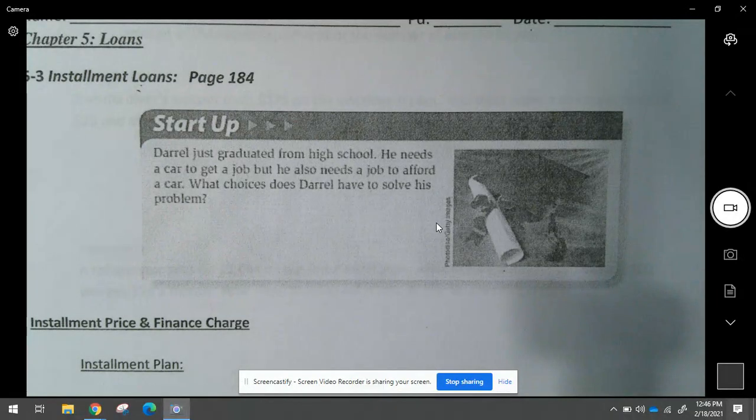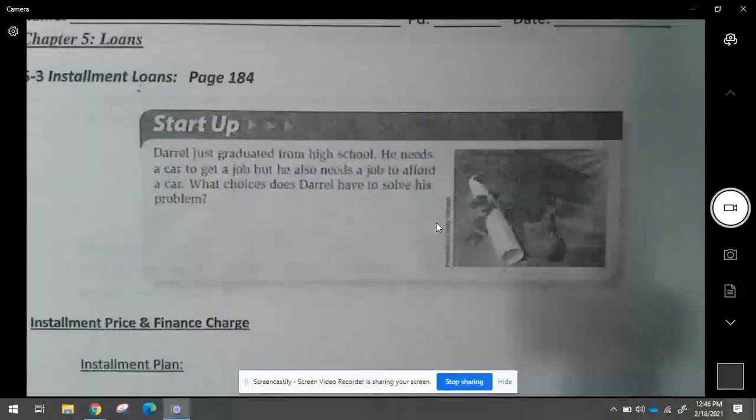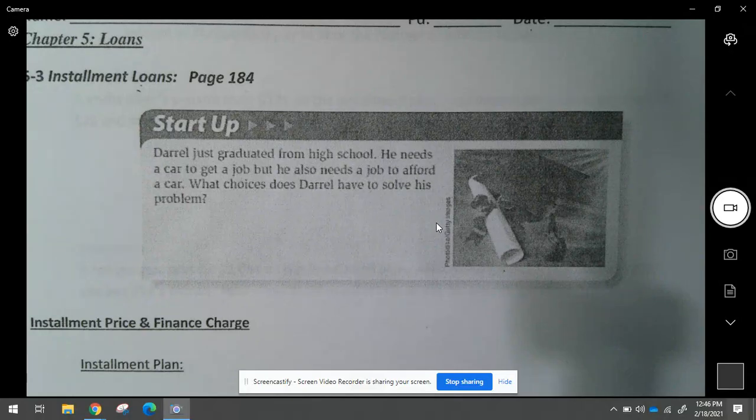Okay, so this section is dealing with installment loans, and we're going to be calculating the installment price and finance charge on an installment plan purchase. We will calculate the number and amount of monthly payments that we would have to make on an installment loan, and we'll calculate the interest, principal payment, and the new balance on an installment loan. Key terms that you will see are down payment, finance charge, and installment loan. So you've seen finance charges before. So this is just a different type of loan that people can take.